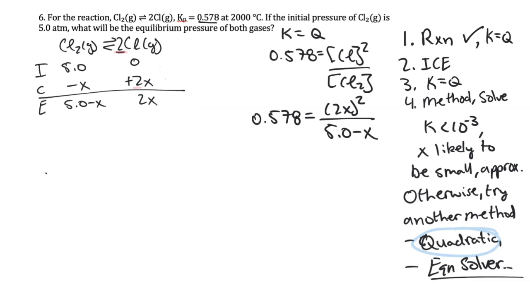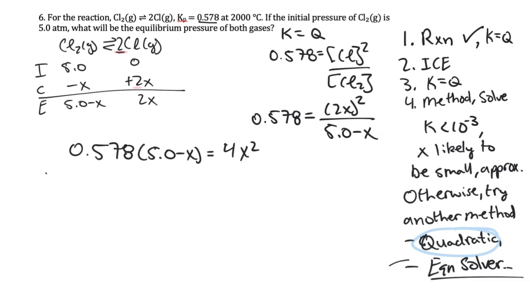So remember, for the quadratic, we want to get everything over to one side to make this as easy as possible to solve. So the first thing I'll do is multiply both sides by 5.0 minus x. That gets me 0.578 times 5.0 minus x is equal to the quantity 2x squared. I'm just going to expand this right now. That gives me 4x squared. Remember that the 2 has to get applied to the x too, so this is 2 squared, which is 4, times x squared.